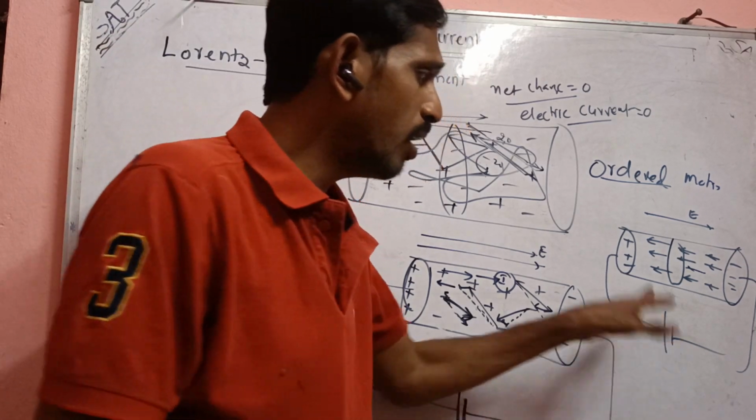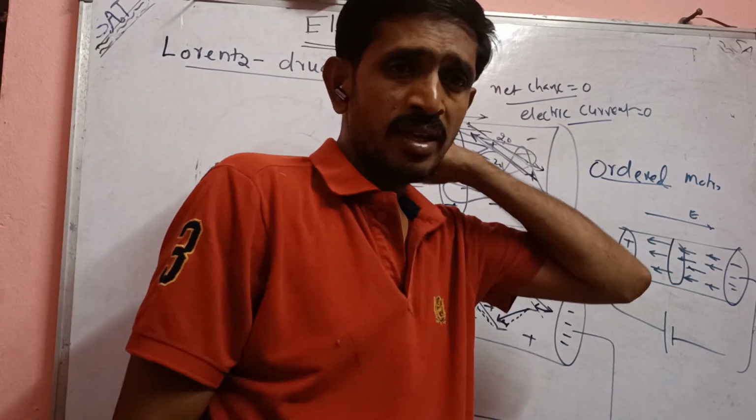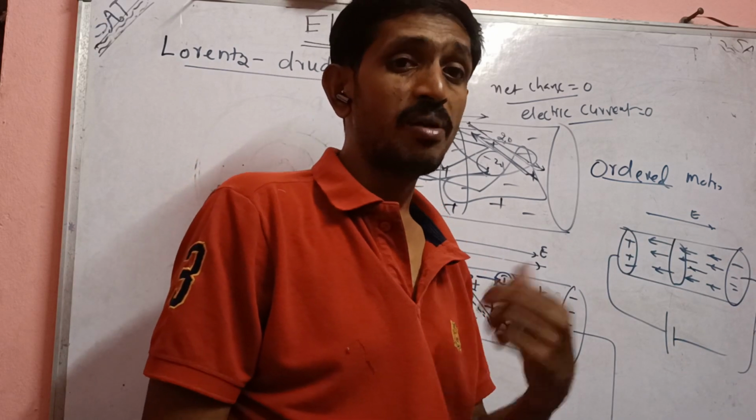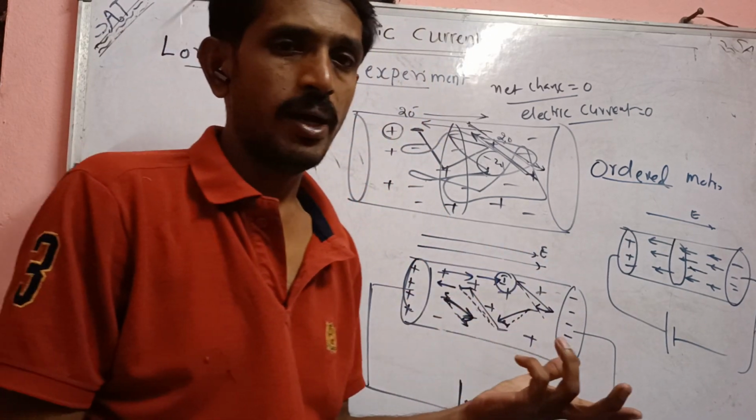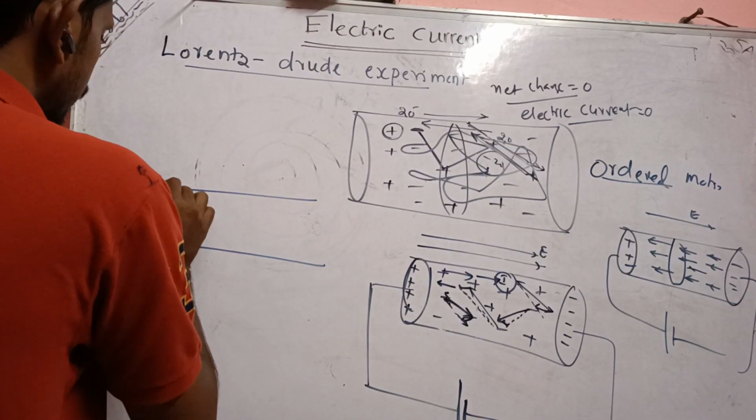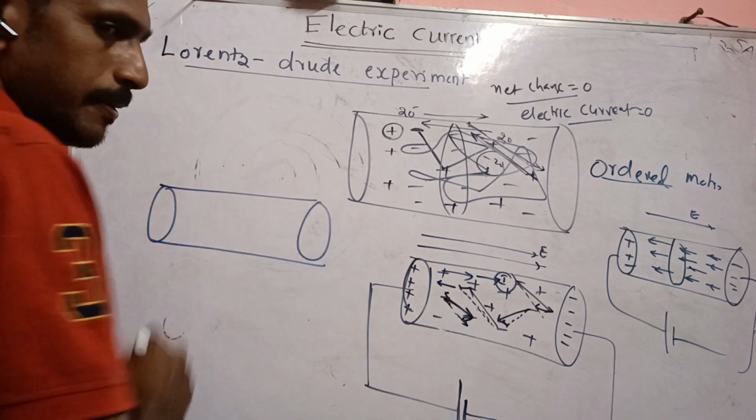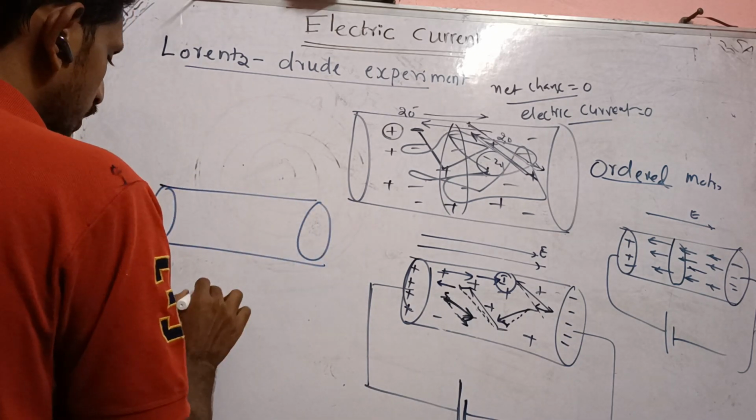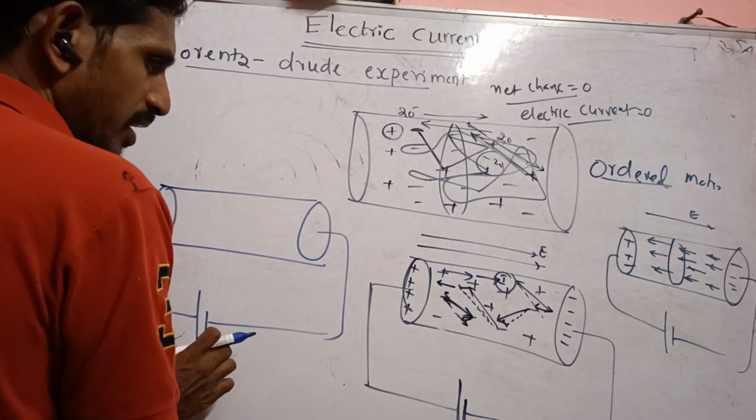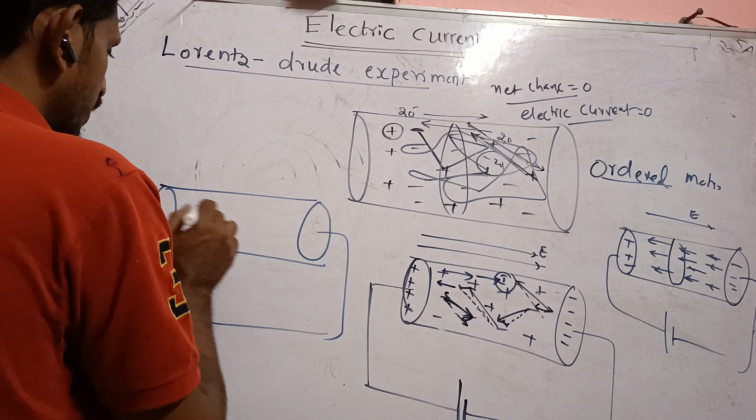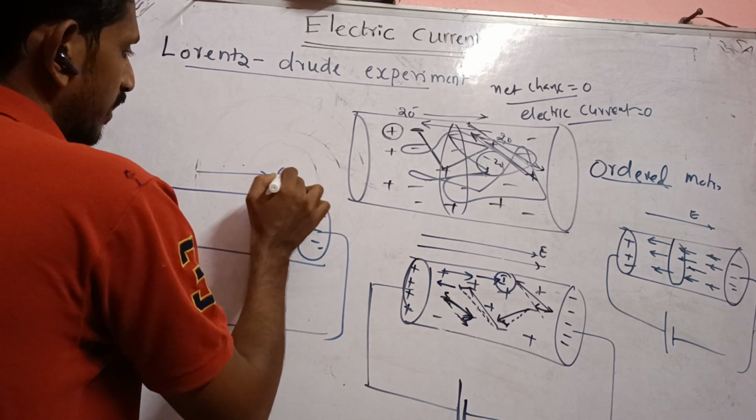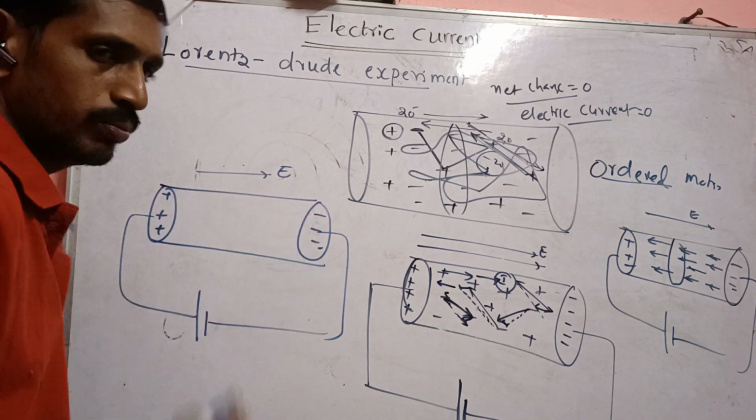Okay. Now I'm going to formulate the electric current formula. For this I have taken a cylindrical conductor. I have connected one cell across this conductor. Because of this battery, there is an electric field across the conductor, always from positive to negative.